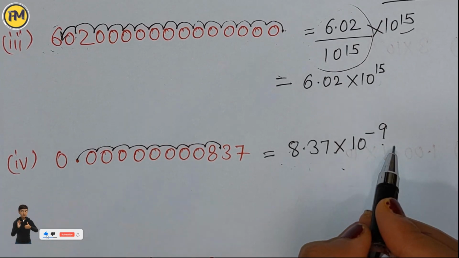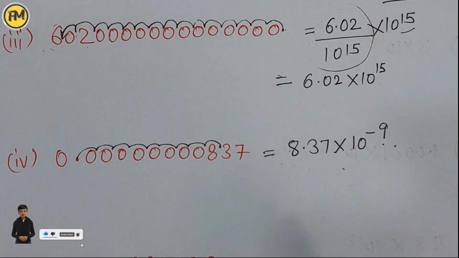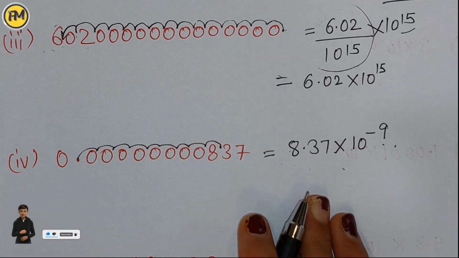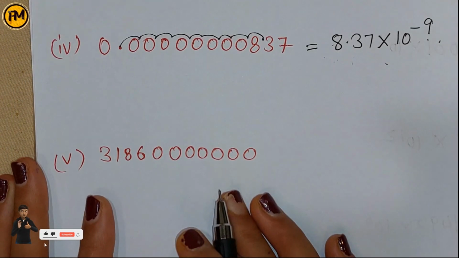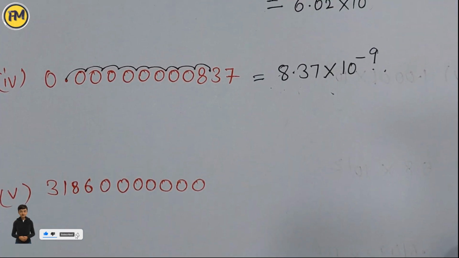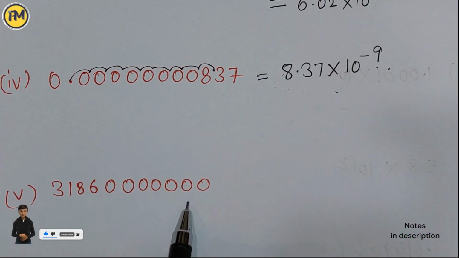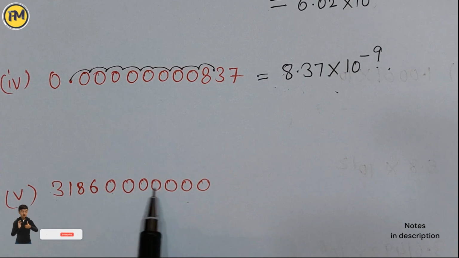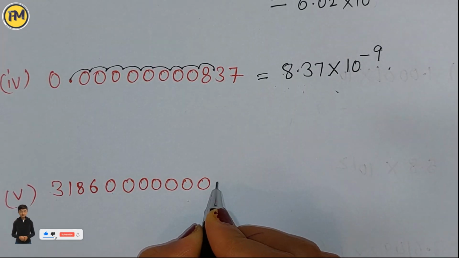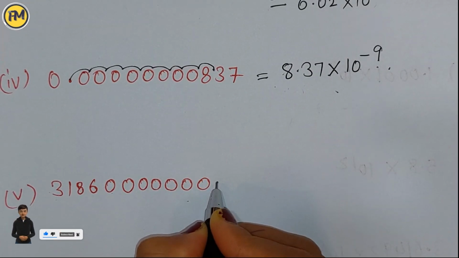If you are multiplying 10 raised to the power 9, then you have to divide also 10 raised to the power 9. Now see the last part of this question. Here you have 3186 and 00000. That means the point is here. Now shift this decimal point to the left.